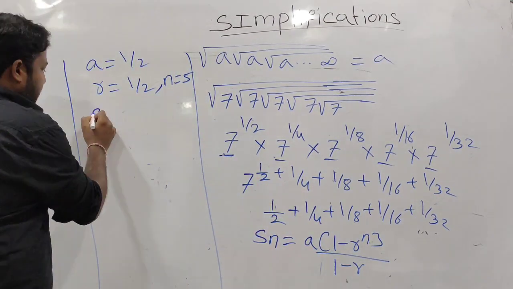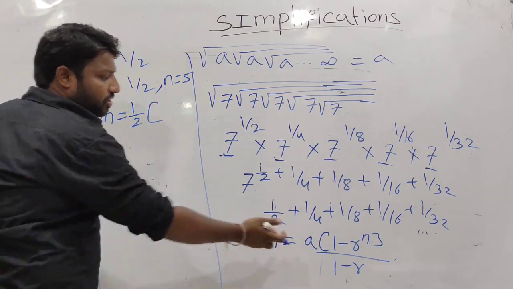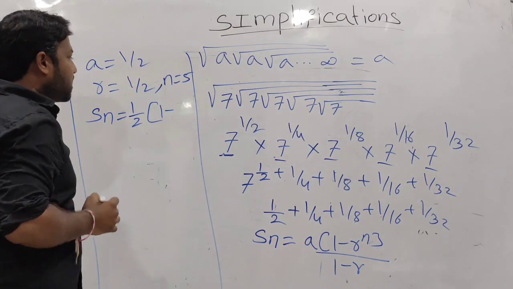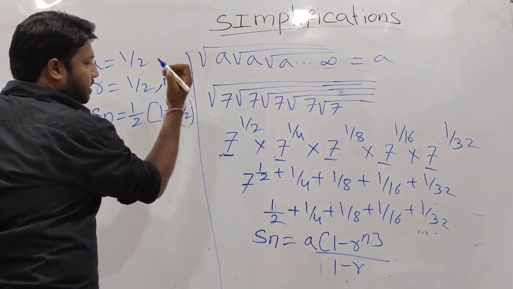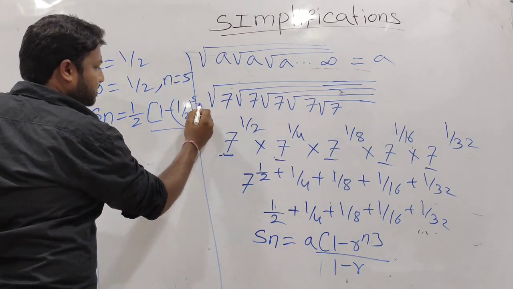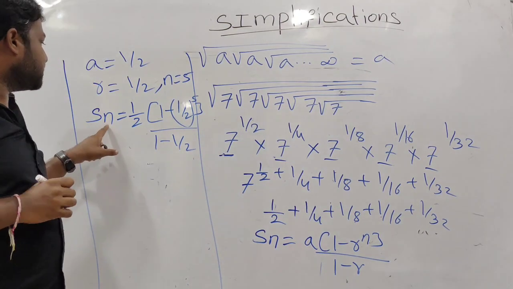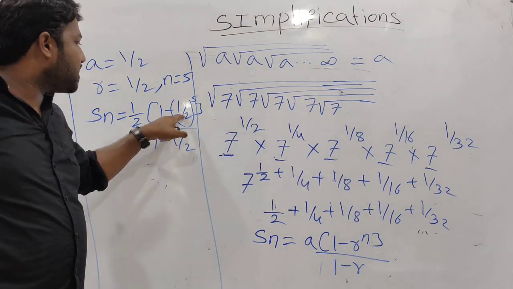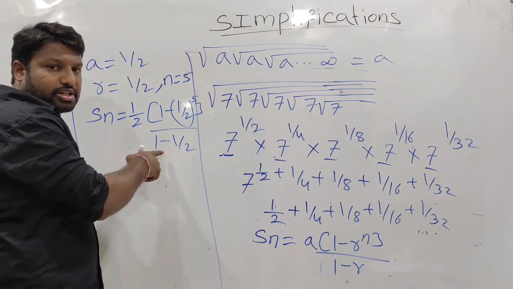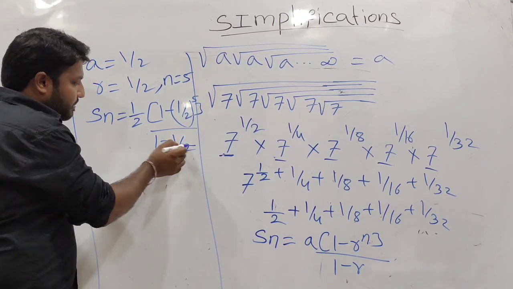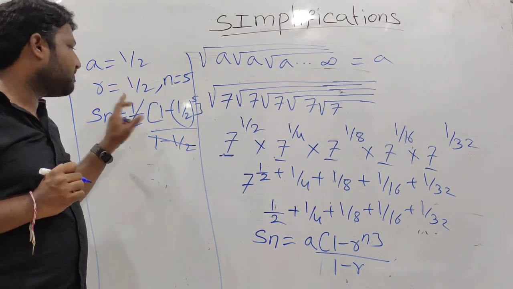So Sn ఏమవుతుంది? Sn is equal to what is A? A is 1/2 into 1 minus R, R is nothing but 1/2 power n, n is nothing but 5, by 1 minus R, 1 minus 1/2. Okay? Sn is equal to A into 1 minus R power n by 1 minus R. So 1 minus 1/2 ఎంత అవుతుందండి? 1 minus 1/2 is 1/2. This 1/2 and this 1/2 get cancelled.